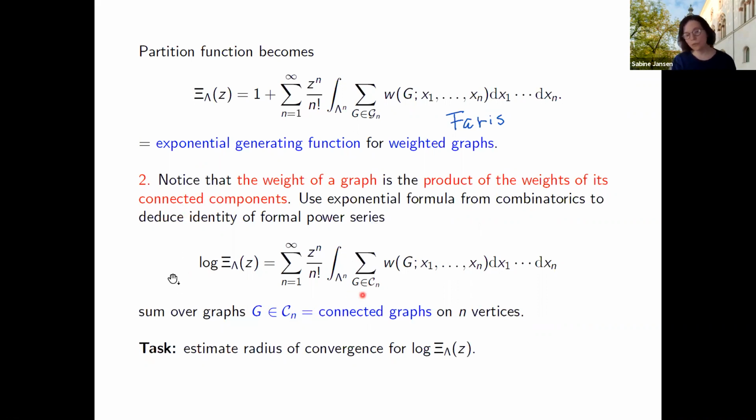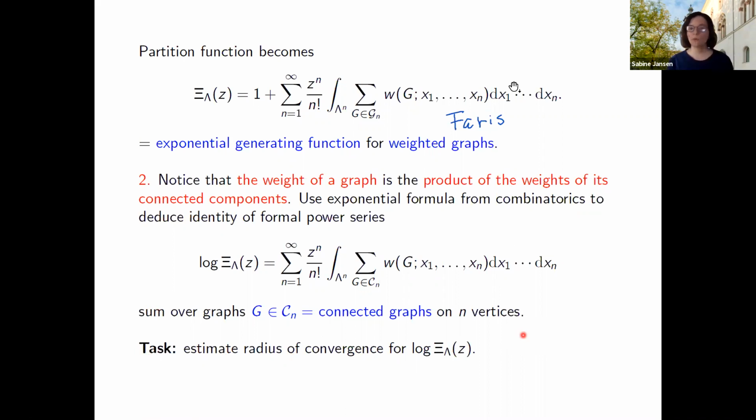And for now, this is only an identity of formal power series because I haven't said anything about, thank you, Daniel, because I haven't said anything about convergence. And the job of cluster expansions and my expansion is to estimate the radius of convergence of this series uniformly in the volume lambda.